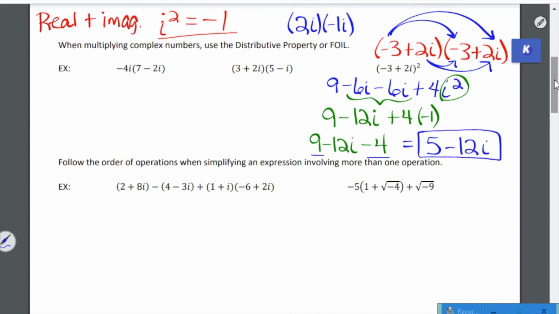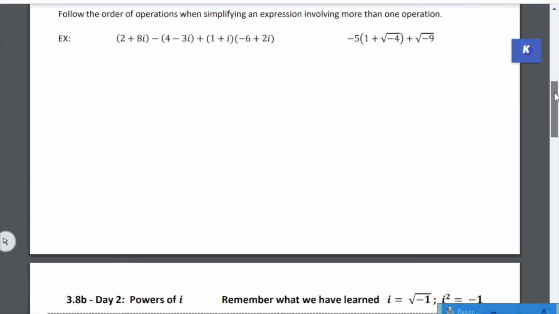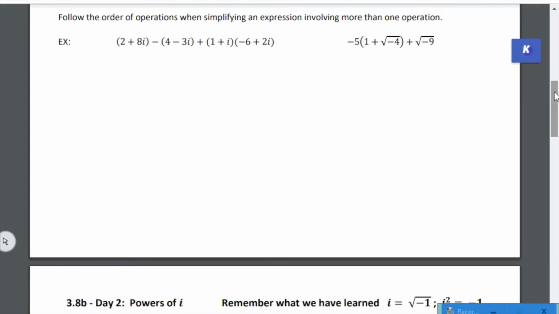I know it seems like a lot of work, and it kind of is. It just takes some practice. Okay, that would be multiplying. So let's do a couple of things where we put it all together. So here's an example of where we can put it all together.